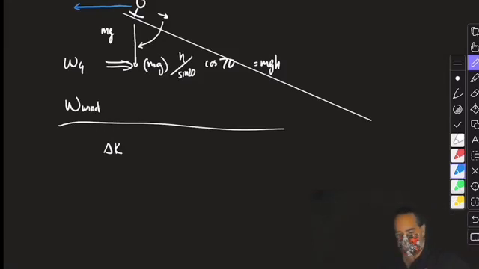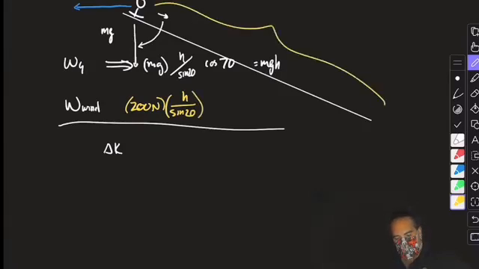Yes? Excellent. So the force is 200 newtons. I don't know the distance, but I'm pretty sure it's going to be h over sine 20 again, because it's this distance. And the angle between those two is this angle, which has got to be cosine of 90 plus 70, which is 160 degrees.